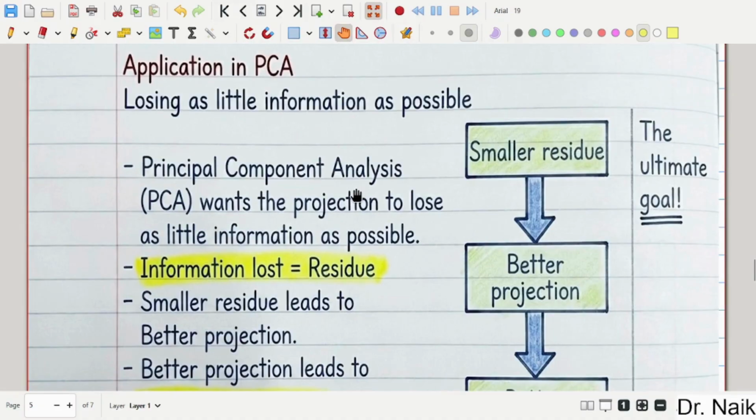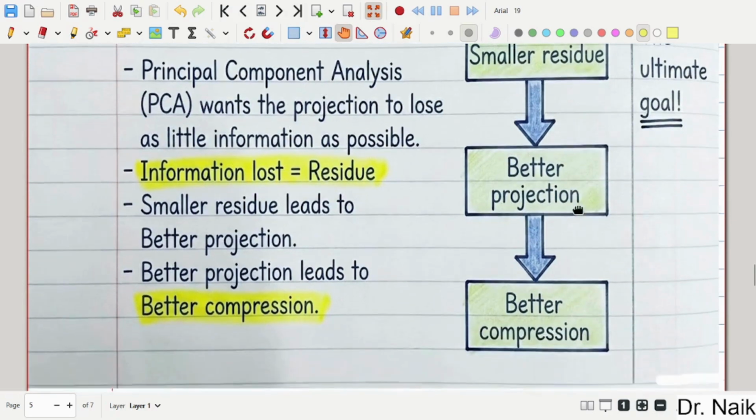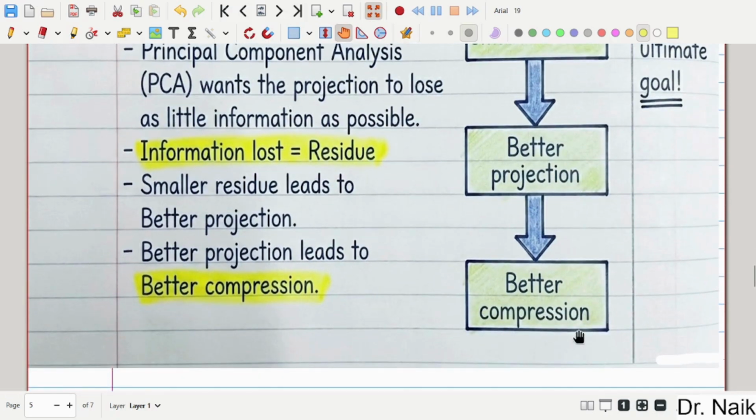We use this concept in PCA. PCA means principal component analysis. In principal component analysis, we want little information to be lost. Therefore, the smaller the residue, and residue means information loss, the smaller the information loss, the better the projection. Better projection means better compression.